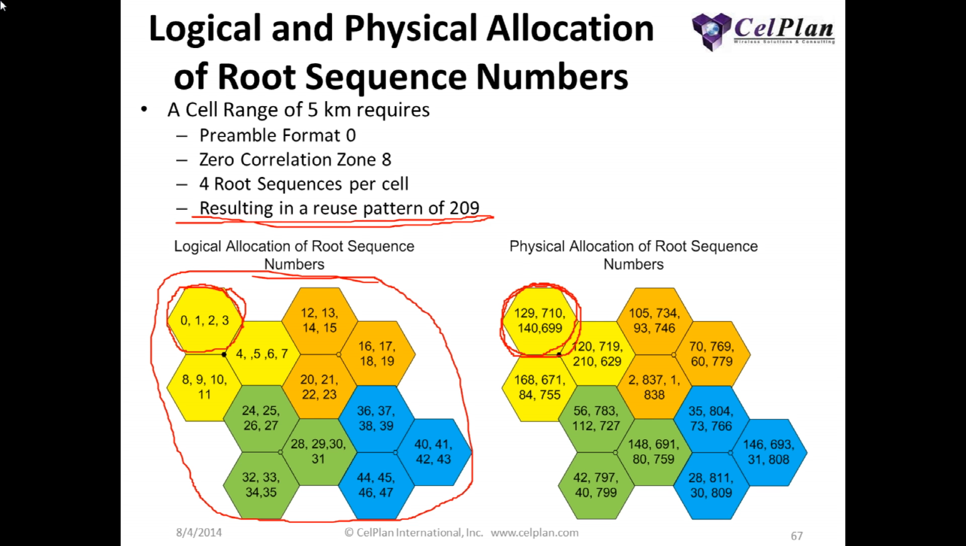So in this case, what we did here, we considered a range of 5 kilometers, which requires a format 0, a zero correlation zone of 8, 4 root sequences per cell, resulting in a reuse pattern of 209. So basically the tool does the logical allocation, and what we do then is the mapping of this allocation to the actual sequence numbers.